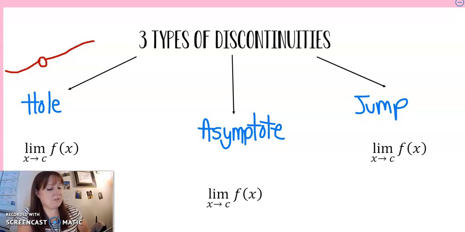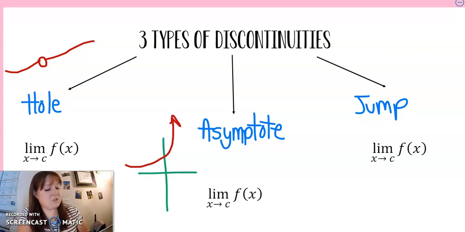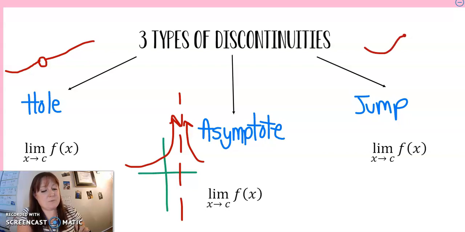An asymptote looks like this. The function is going, and then all of a sudden it just goes to infinity, and then over on this side, it does the same thing. It could go that way, or an asymptote can be even. We'll talk about that. An asymptote can be even, and it can go like that as well. And then a jump looks like this, right? So the function stops, and then it jumps.